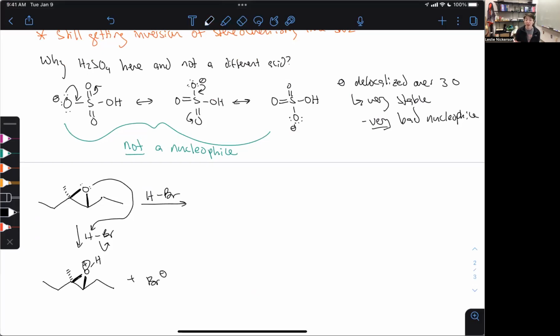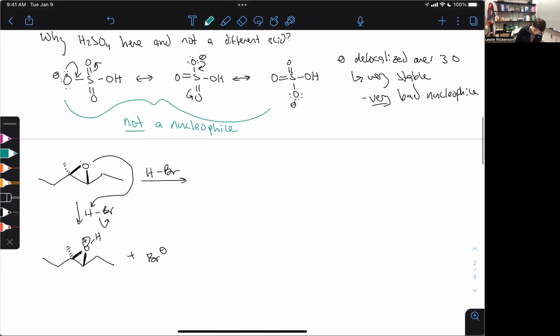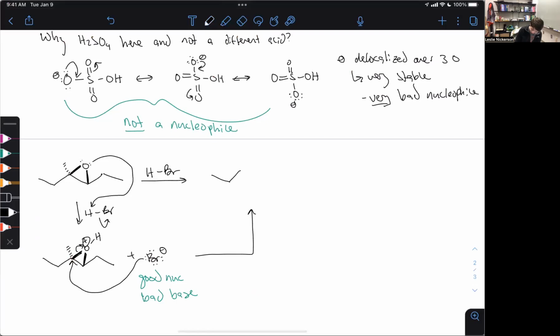Br minus is actually a pretty decent nucleophile. So this is a good nucleophile, bad base, and we can do a substitution with it. We can go ahead and use one of those lone pairs. Again, we're going for the more substituted side because we have acidic conditions. So this is going to be a really good electrophile. We're going to pop open that epoxide, and again, we're coming at this with inversion of stereochemistry.